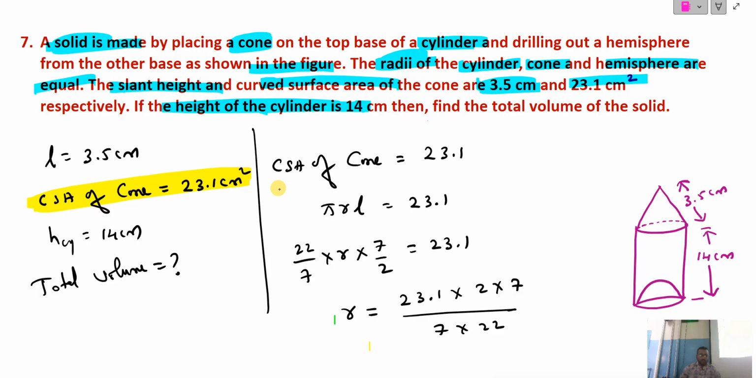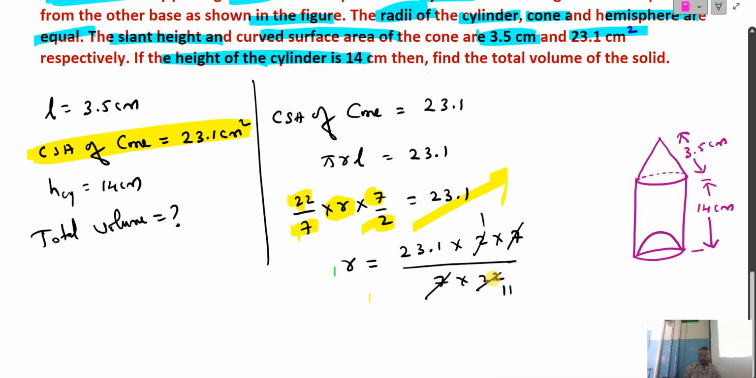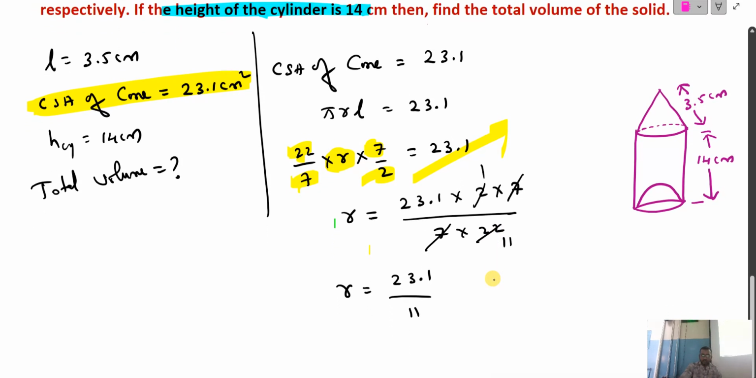Can we write cross multiply? Keep only r this side. This 2 and 7 go to the numerator, and this 22 and 7 will come to the denominator. Cross multiply. Clear? Now, as you can see, this 7 gets cancelled. 2 ones are 2, 11 twos are 22. Then r equals the left out part, 23.1 divided by 11. So that can be written as 11 ones are 11, 11 twos are 22.